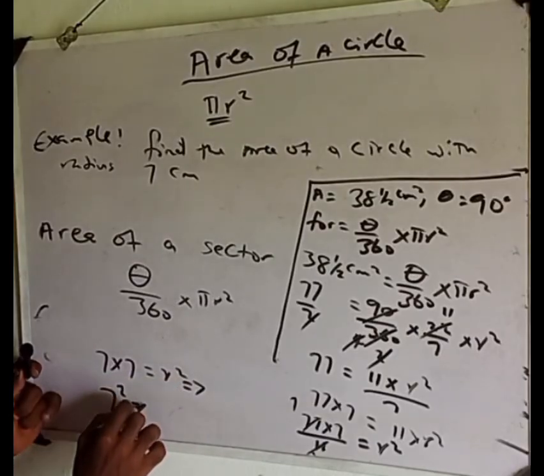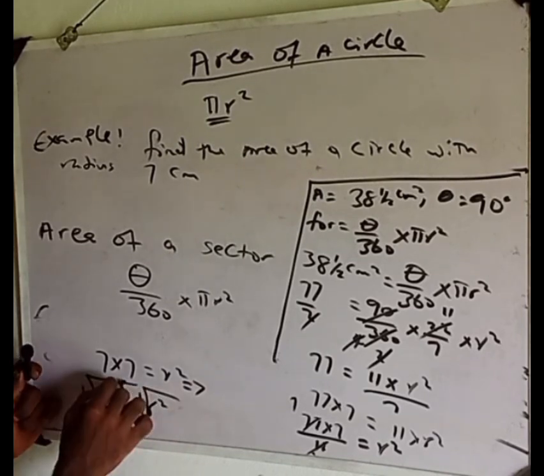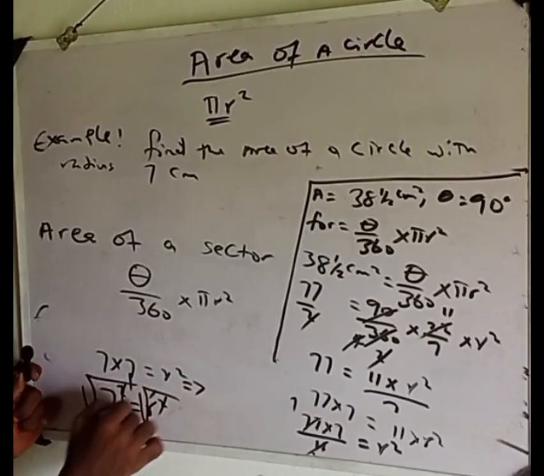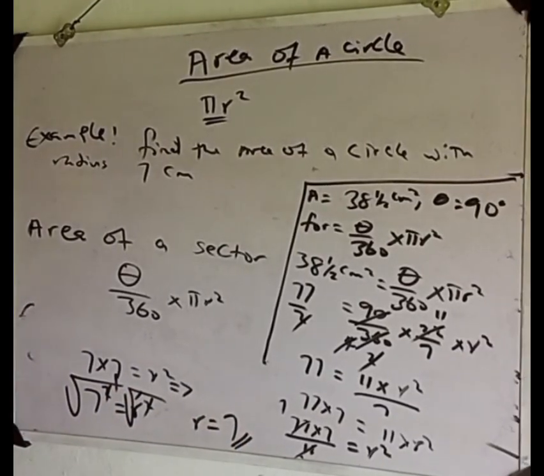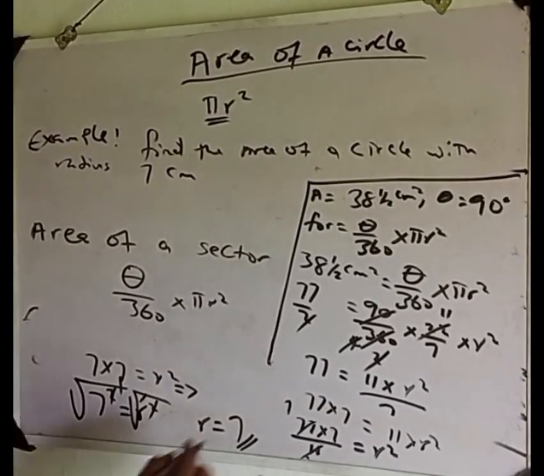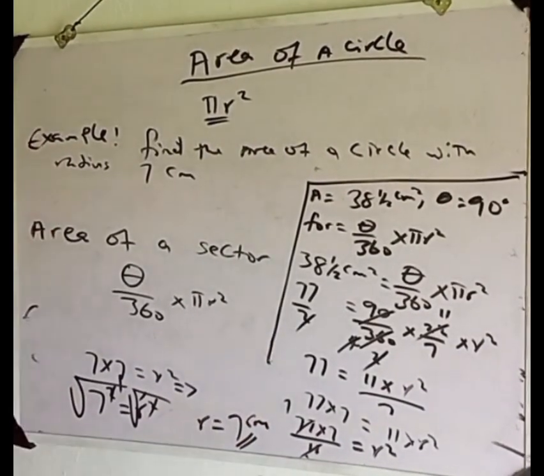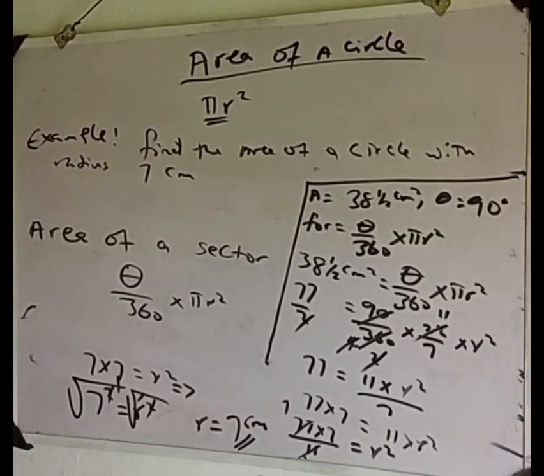Which is the same thing as 7 squared is equal to r squared, right? So when we find the square root of both sides, this will cancel this. So r is equal to 7. So the radius, when we solve it like this, will give us 7 cm.